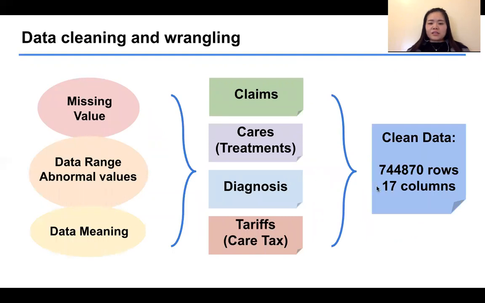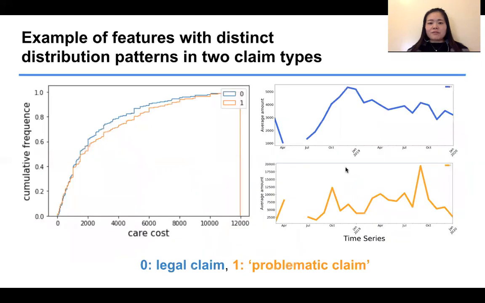In order to find the most relevant features to build the model, we first need to see whether those features have a distinct pattern between the false claims and the legal claims. For example, I first explored the distribution pattern between the two types of claims. I used the cumulative probability curve to accumulate the difference. As you can see, the more separated these two curves are, the bigger the difference between the two types of claims. And the time series view also indicates monthly information might be useful.